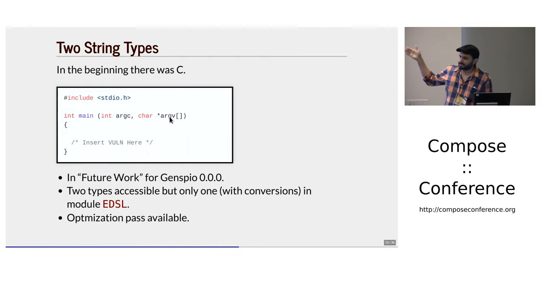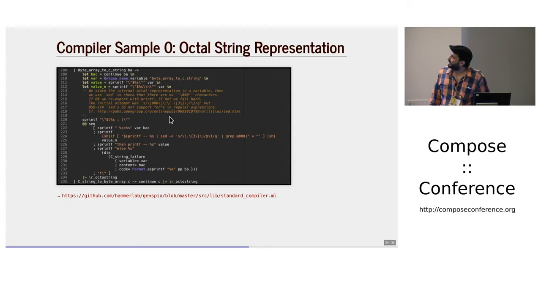The two types are actually accessible from the library, but the main one you use when you use the EDSL is the byte array, and all the conversions are hidden when you need them. And then I have an optimization pass in case you have a conversion and a conversion piped together, so that those are eliminated at optimization time. So for example, this is how it looks to convert the strings to octal and back. And this is pure POSIX shell scripting.